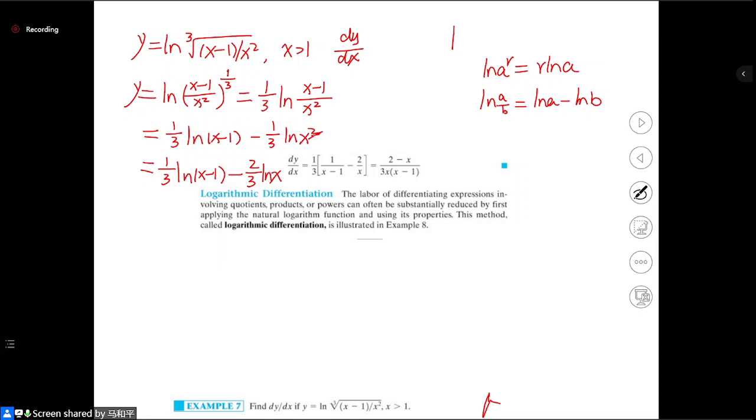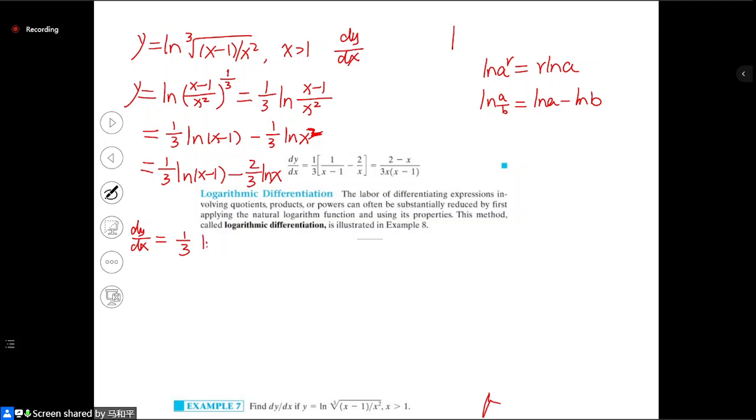This power is 2. So this is 2 over 3 ln x. And then we find dy over dx by the product. This is not product. We find dy over dx is equal to 1 over 3 (ln(x minus 1))' minus 2 over 3 (ln x)', and this is equal to 1 over 3 here.